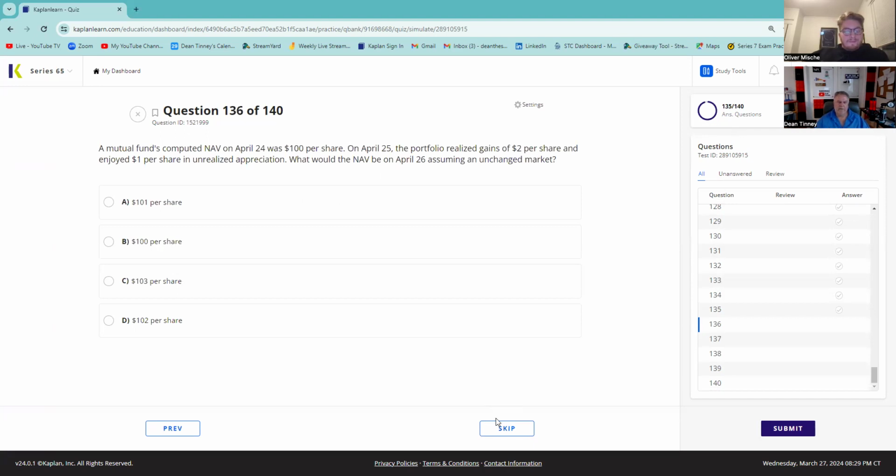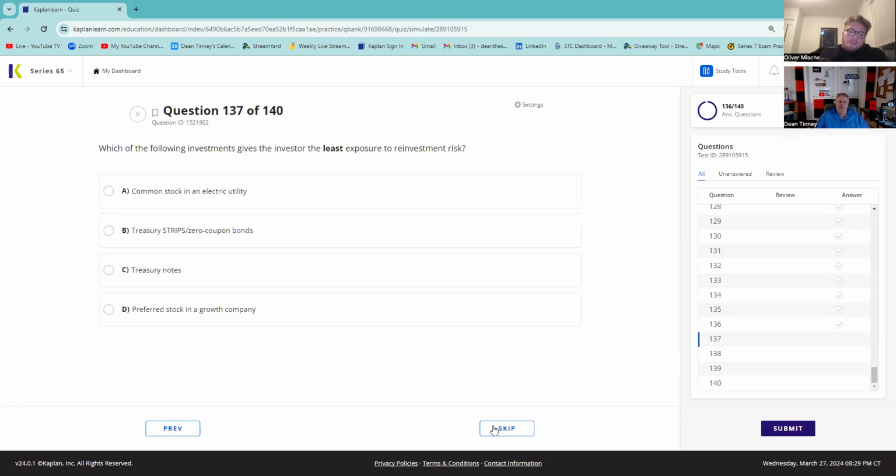A mutual fund's computed NAV on April 24th was $100 per share. On April 25th, the portfolio realized gains of $2 per share and enjoyed $1 per share in unrealized gains. So we have a capital gains distribution here. What would be the NAV on April 26th, assuming an unchanged market? They're kind of asking what is going to affect the NAV here. It would be A, wouldn't it? Yeah, it's going to go down. It's going to be 101, right? It's going down by the amount of that. Good job.